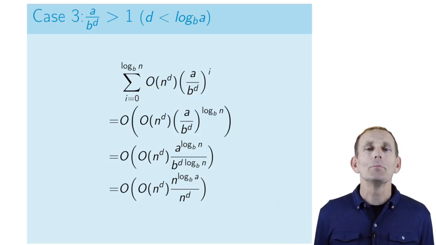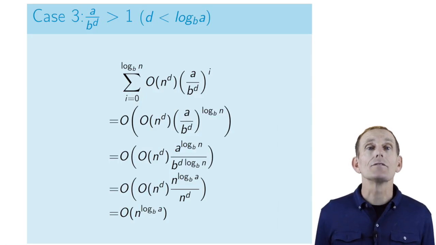And now if we compare big O of n to the d and n to the d, we know big O of n to the d is bounded by some constant k times n to the d. So we have k n to the d divided by n to the d, which is just some k. And that constant can go away because we're still talking about big O notation. So we're left just with big O of n to the log base b of a, which is what we have for the final case.